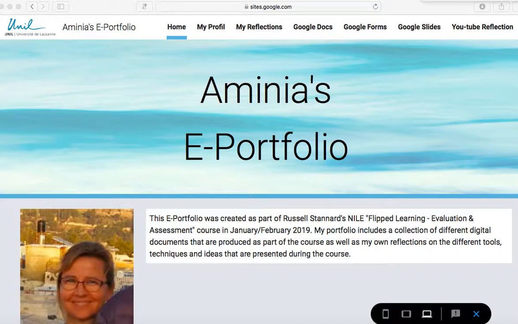I'm going to take you step by step through my portfolio and then evaluate my reflections, the organization, and what I've learned from doing this portfolio. So let's start here simply with the cover page.